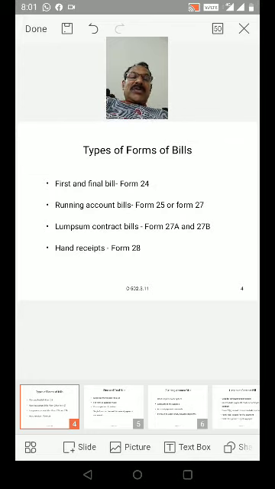The types of forms of bills are four. First one, first and final bill, Form 24. Second one, running account bill, Form 25 or Form 27. Third one, lump sum contract bill, Form 27A and Form 27B. And fourth one, hand receipt, that is Form 28. These four types of forms of bills we are discussing now.